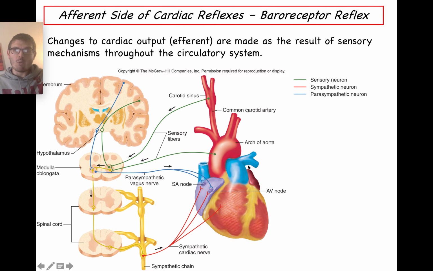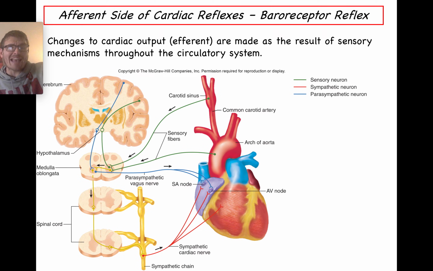What you're seeing here in green is the afferent delivery of messages from these sensory receptors to the brain. Anytime we detect either a drop or a rise in blood pressure that is outside of our permissible limits, that afferent information is going to travel from these sensory receptors through our sensory neuron axons into the medulla and then up through the brainstem and up to the cerebral cortex if that is necessary.